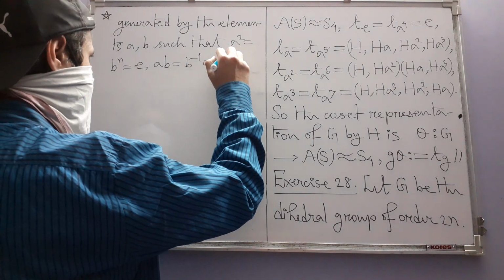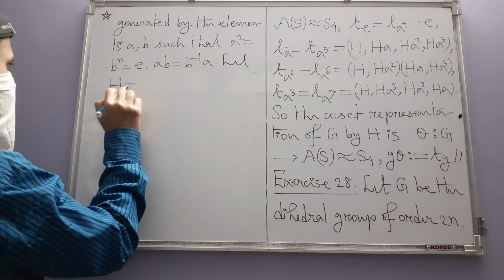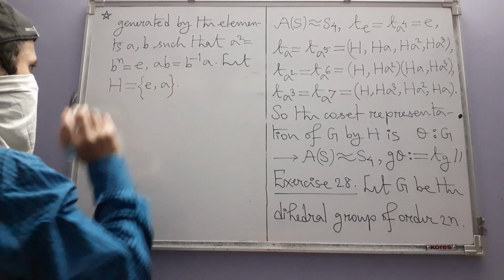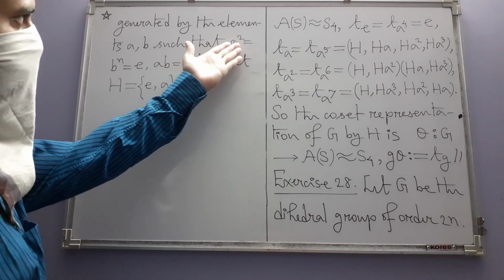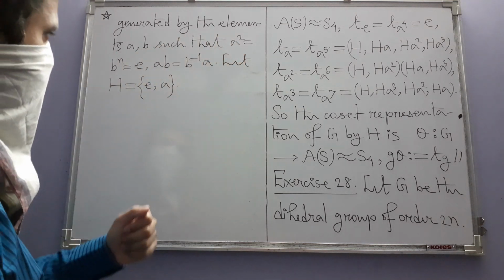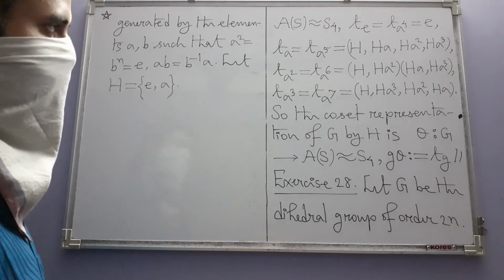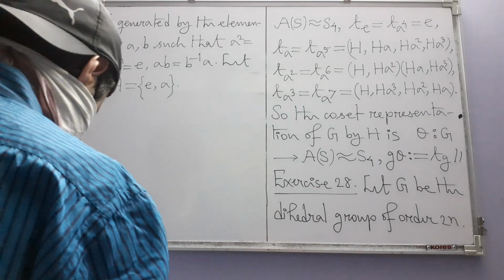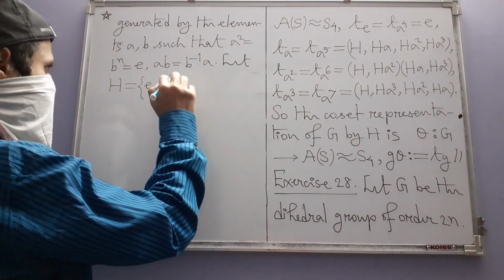And what is our H? Let H be this. Since a represents a reflection, and here itself you can see that a square is e, this is a subgroup of our group G. Now for this group and this subgroup we have to find the coset representation of G by H.